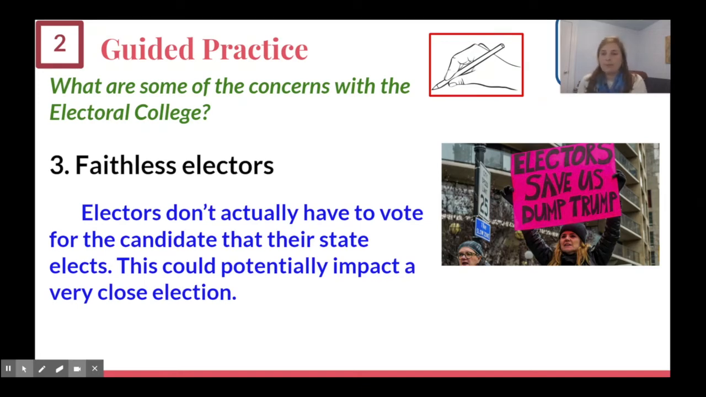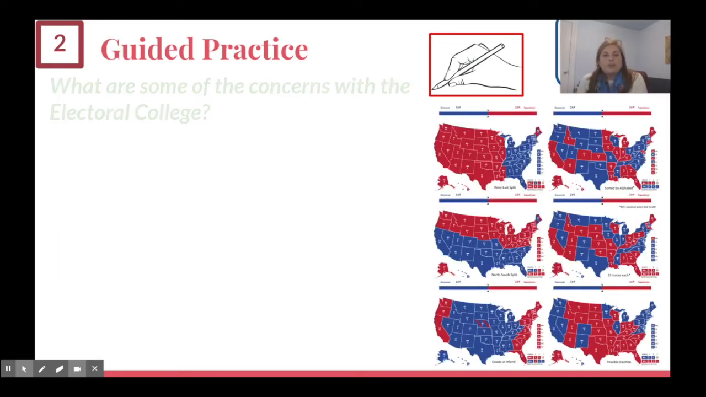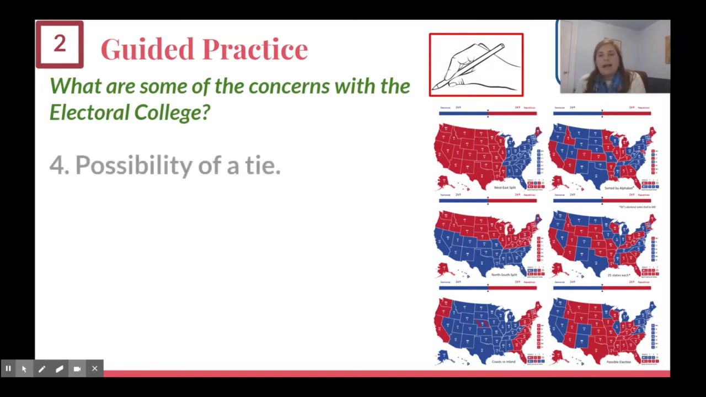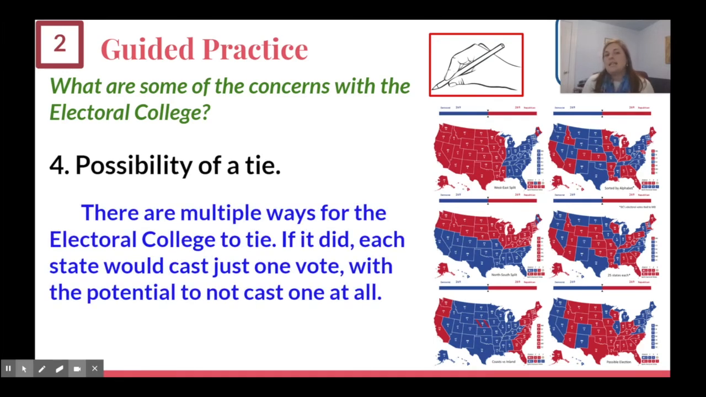I don't know. And then fourthly, the last concern that we're going to discuss is the possibility of a tie, which I said ends in a really weird way, right? The Electoral College has an even number of people, so it is very possible that an election could one day end in a tie. If that happened, the vote would go to the House of Representatives, but in a really weird way.